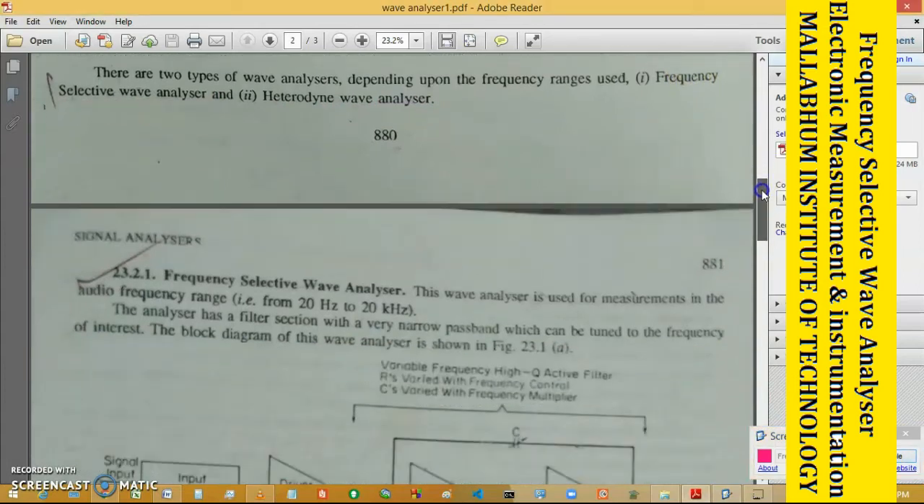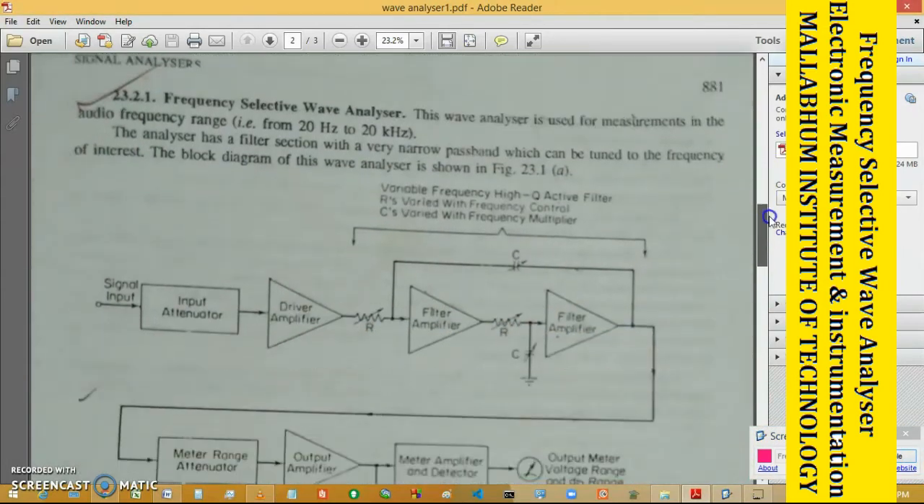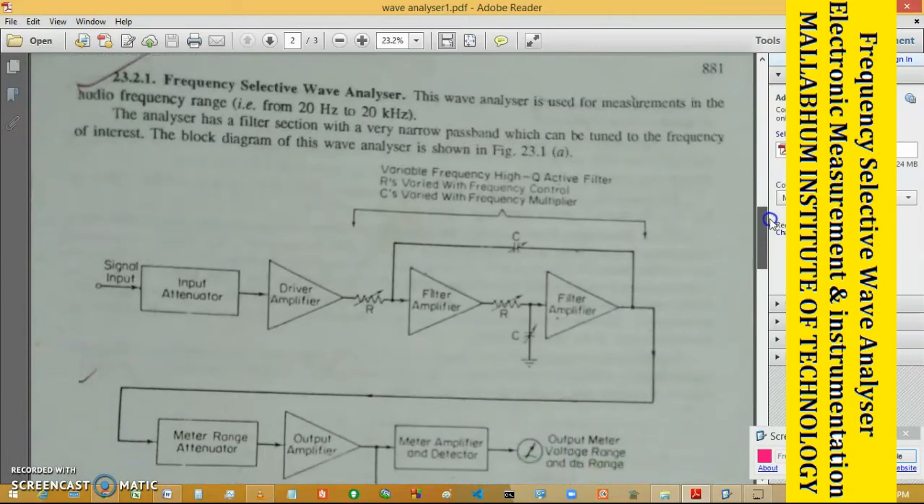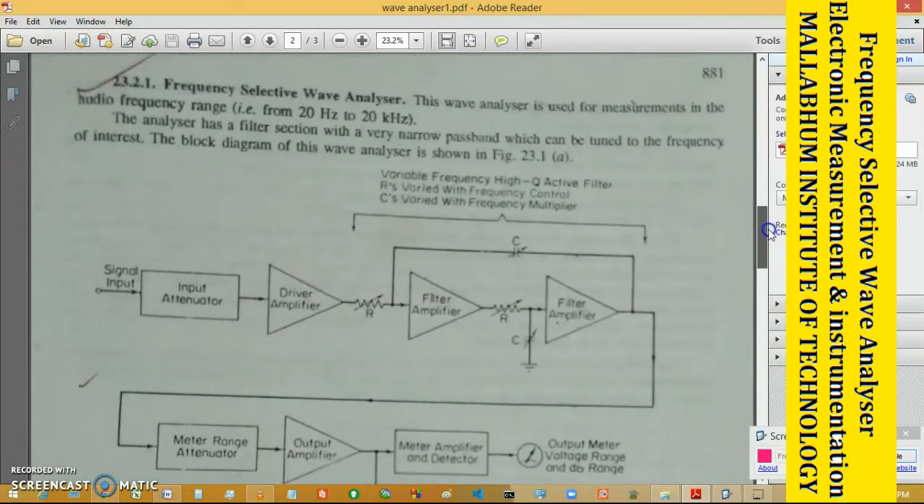Okay, so next is the frequency selective wave analyzer. Now before going into the block diagram of this, I have said previously that its range is the audio frequency range, that is 20 hertz to 20 kilohertz. You can see this is the audio frequency range. And in the case of the heterodyne wave analyzer, the frequency range is quite high, in the megahertz range. That is the only difference between the frequency selective wave analyzer and the heterodyne wave analyzer.